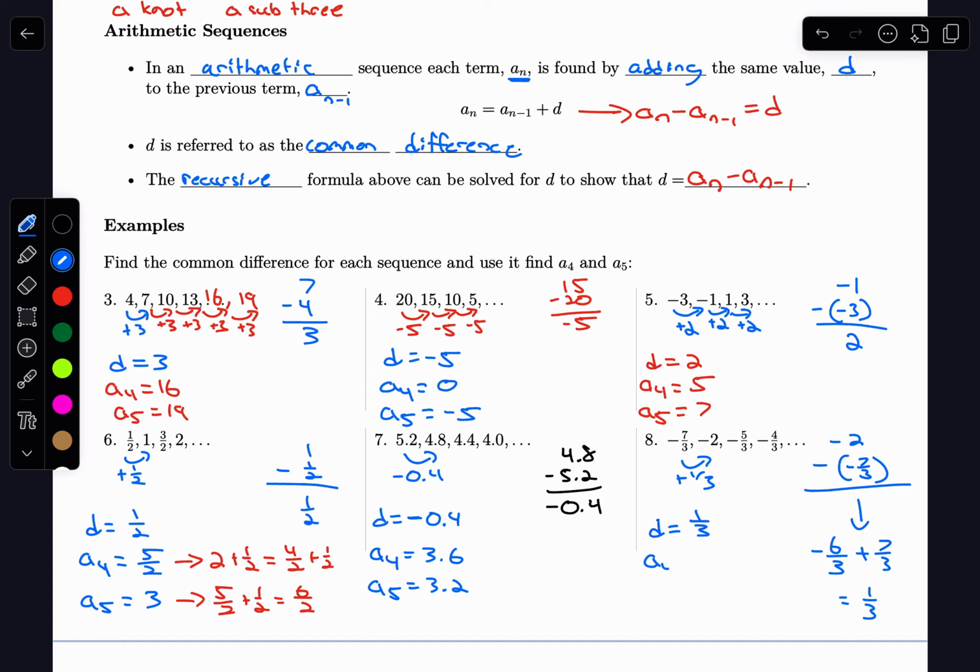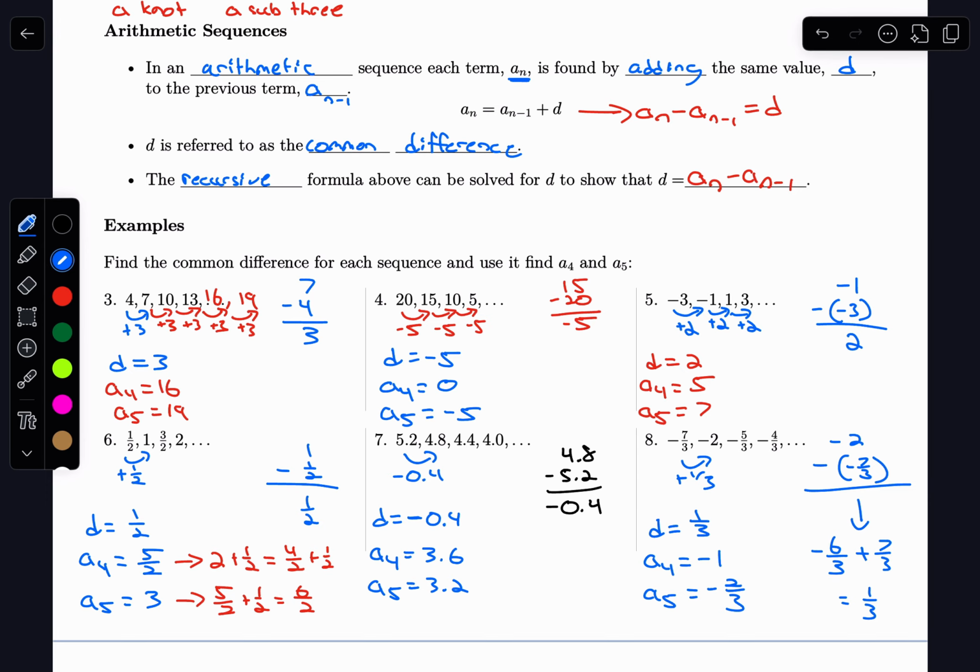And if I want to find a sub 4, all I have to do is take negative 4/3 and add 1/3. Negative 4/3 plus 1/3 is negative 3/3, and negative 3/3 is just negative 1. Okay, then I'm going to add 1/3 again. So negative 1, again, was negative 3 over 3. If I add 1, I get negative 2 over 3. So I end up with a common difference of 1/3, and then a sub 4 is negative 1, and a sub 5 is negative 2 over 3.